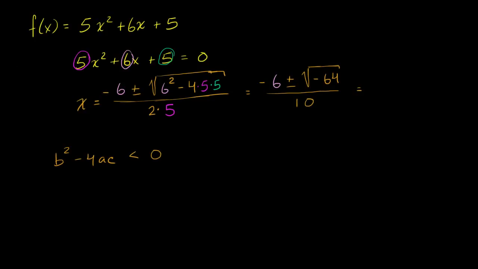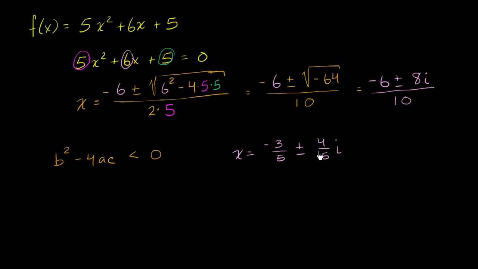So this is going to be equal to negative 6 plus or minus 8i, since the square root of negative 64 is 8i if we extend the principal square root function to imaginary or complex numbers. All of that over 10. Or we could say x is equal to, if we try to reduce this, they're all divisible by 2. So it's negative 3 over 5, which is the same thing as negative 6 over 10, plus or minus 4 over 5 i.